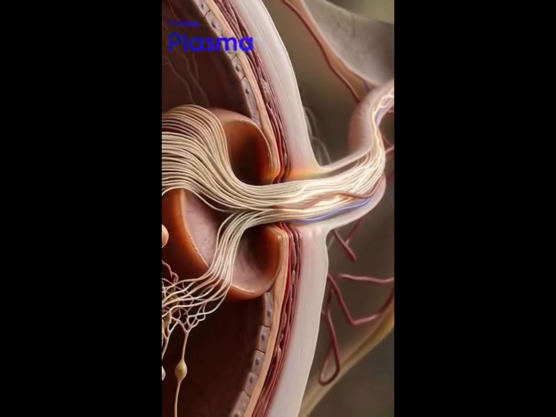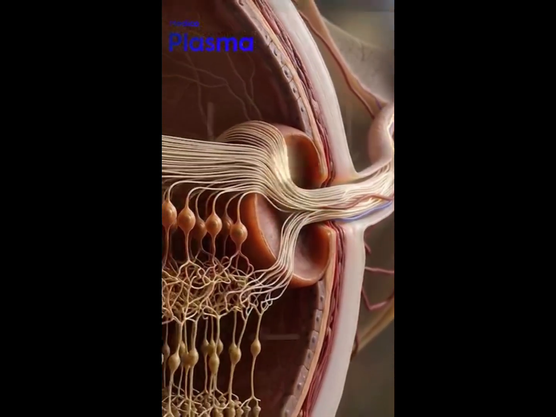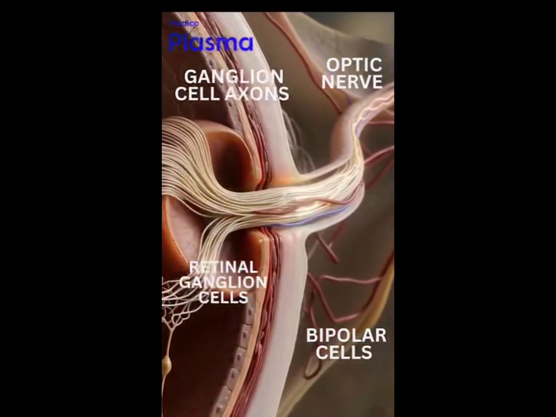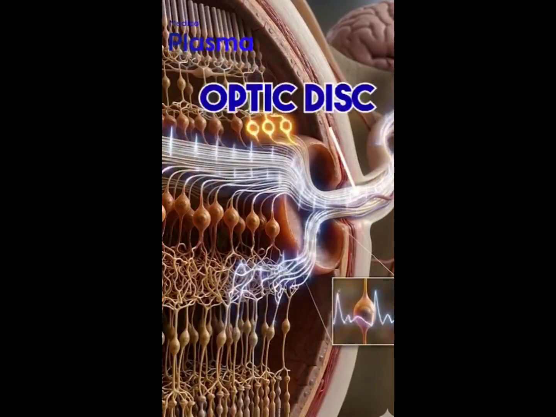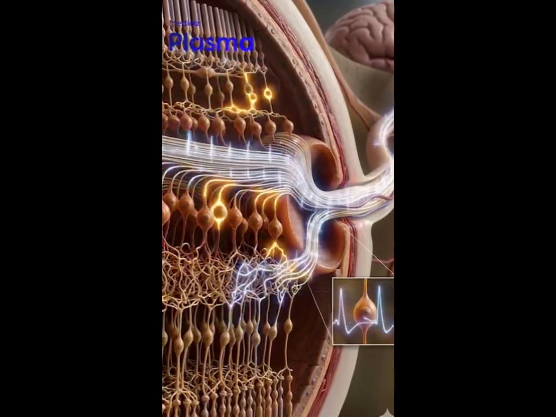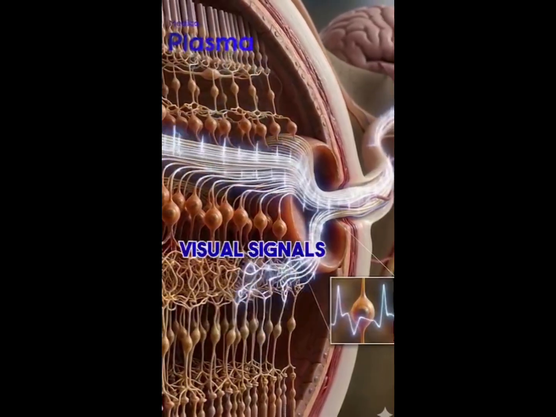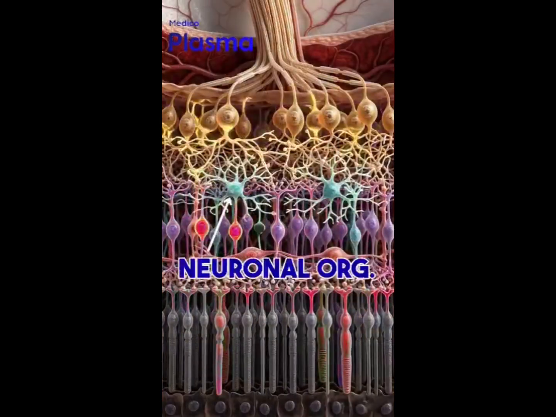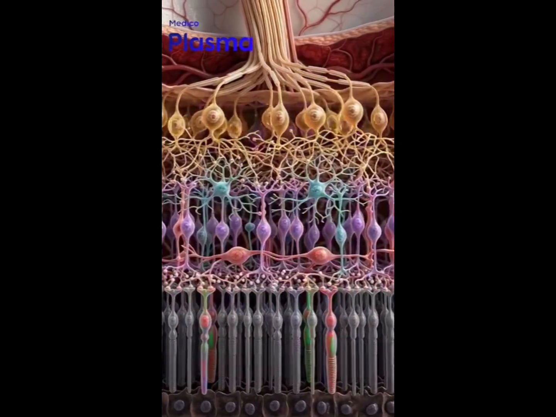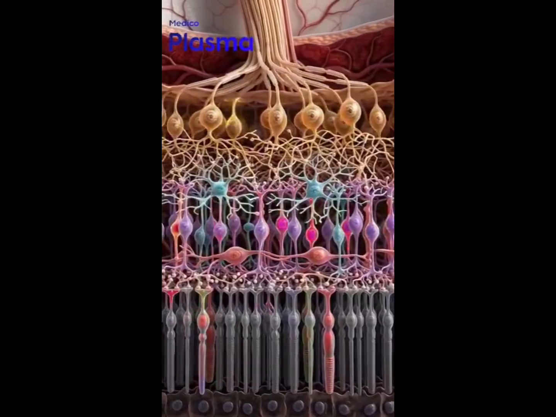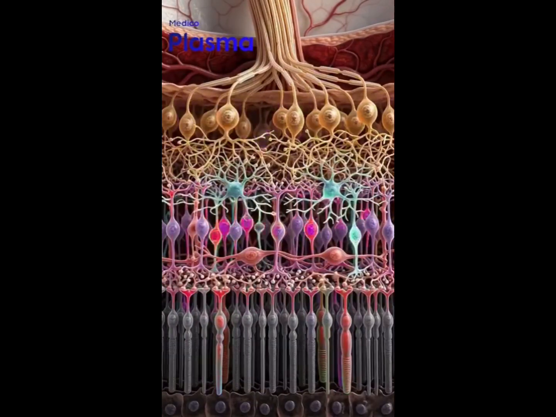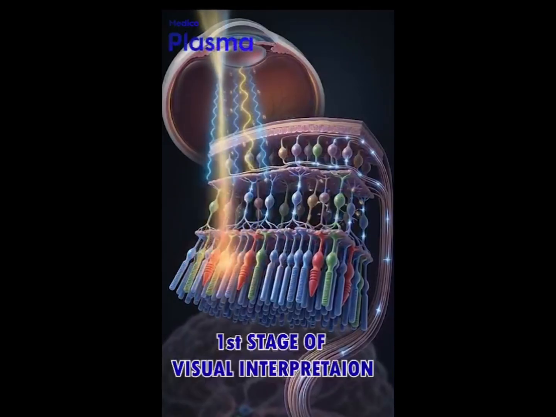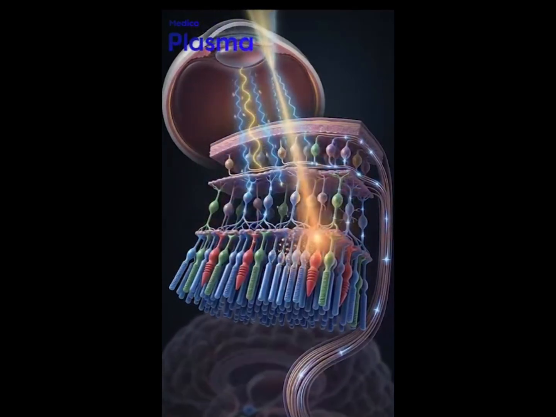From bipolar cells, the signals are passed to retinal ganglion cells, whose axons converge at the optic disc to form the optic nerve. Unlike other retinal neurons, ganglion cells generate true action potentials, allowing visual signals to travel efficiently toward the brain. Through this layered neuronal organization, the retina functions not merely as a light detector but as a complex neural processor, performing the first stage of visual interpretation before transmitting the information to the visual centers of the brain.